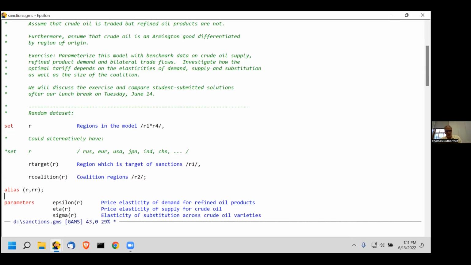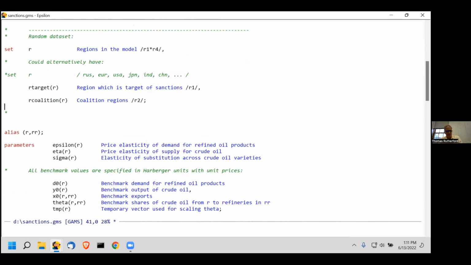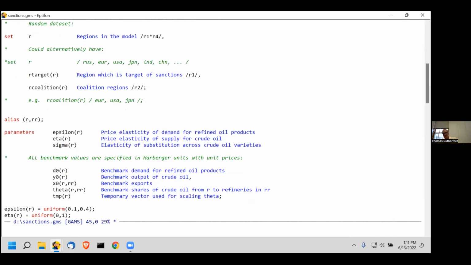And then the coalition here could be more than one. So our coalition of R could be, for example, Europe, USA, Japan, right? And now what's the minimalist model? What I like is a minimal model for looking at this idea. Well, we could have aggregate price elasticity of demand for oil products.